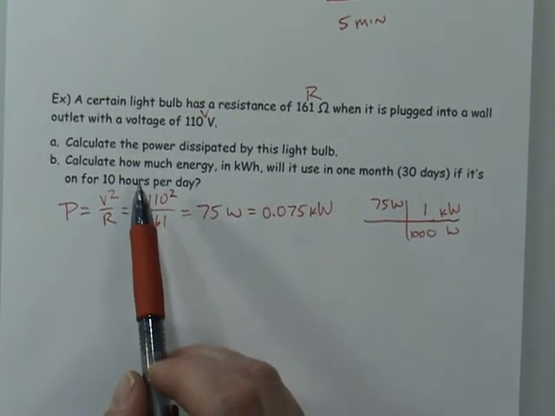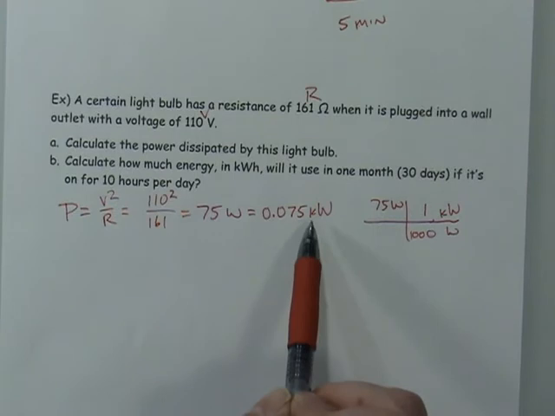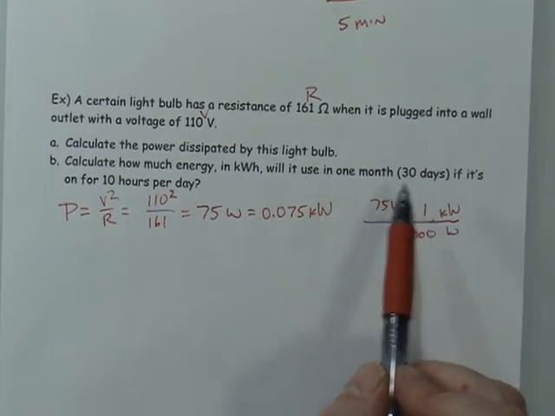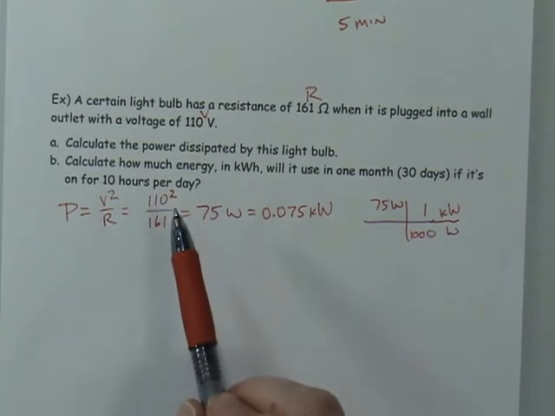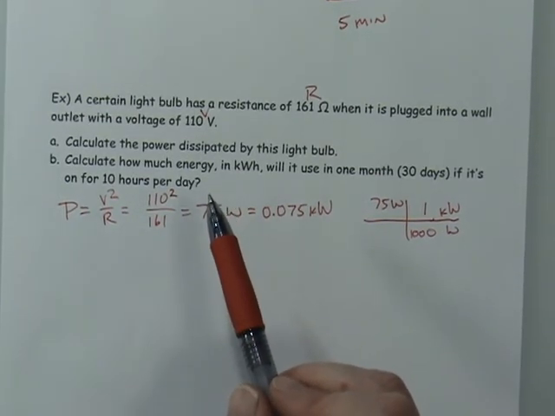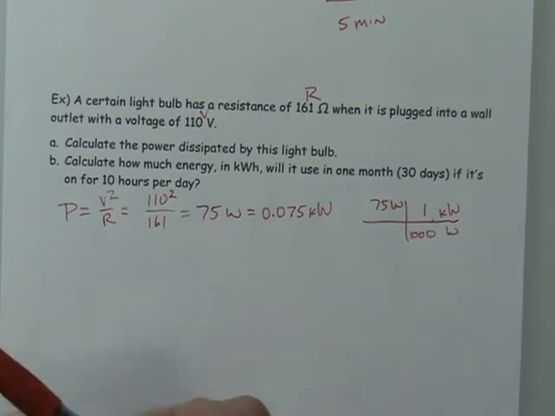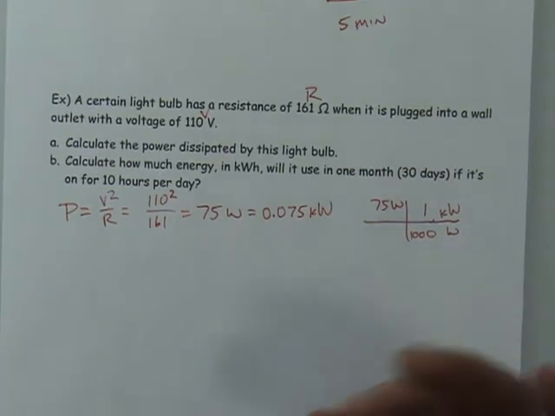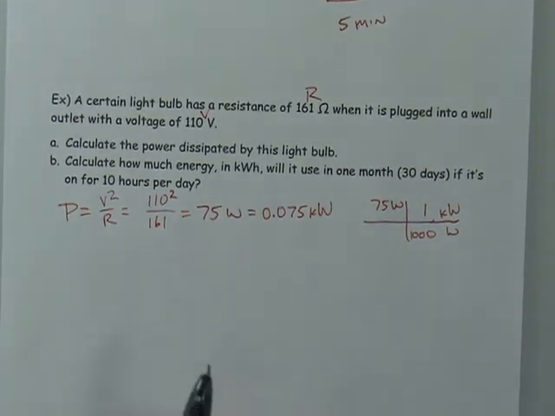So the question now is, how much energy in kilowatt hours, so I got the kilowatt part here, will it use in 1 month, which, let's assume, is 30 days, if it's on for 10 hours per day? That's a pretty typical thing. Like in my house, the light in the kitchen, for example, is on for maybe an hour or two in the morning, and then when everyone gets home from work and school, maybe around 4 or so, that light is on for maybe another 8 hours or so. On average, the light bulb in the kitchen in my house is on for about 10 hours, and it's on every day because we live there and we use the kitchen all the time.